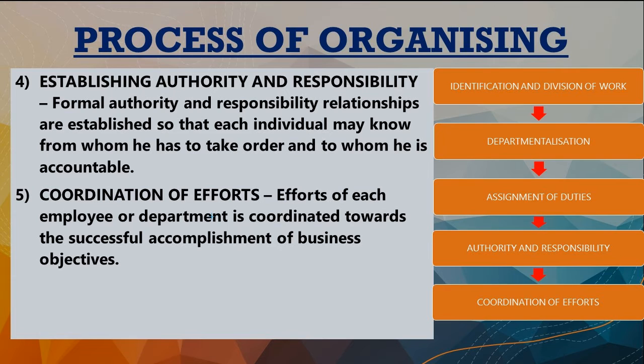Now, mere allocation of work is not enough. So at this stage, authority-responsibility relationship is established so that each individual or employee may know from whom he has to take orders and to whom he is accountable or answerable. So here basically a chain of command is established from top management to the operative levels.